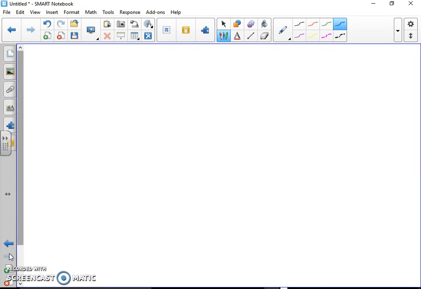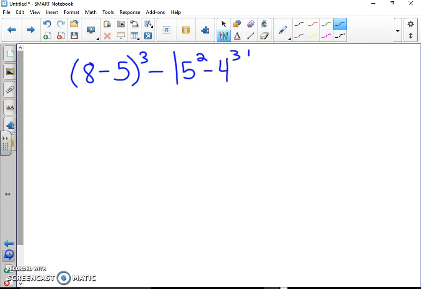Okay, last one to practice. If you're feeling confident, you can go ahead and start working on the practice problems for homework. But if you want some more help, please feel free to try this problem as well. So we have 5 squared minus 4 cubed, close absolute value, divided by 3. All right.